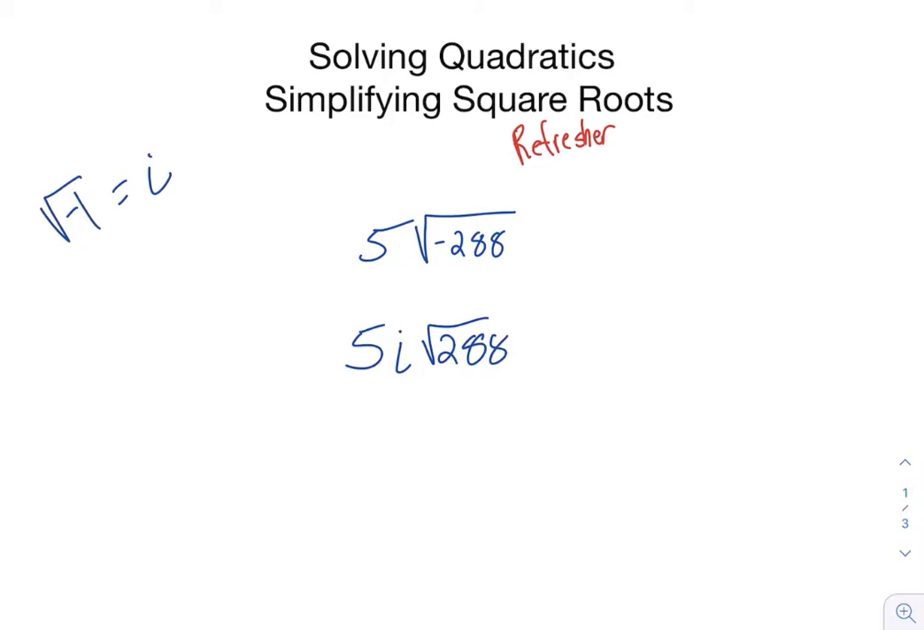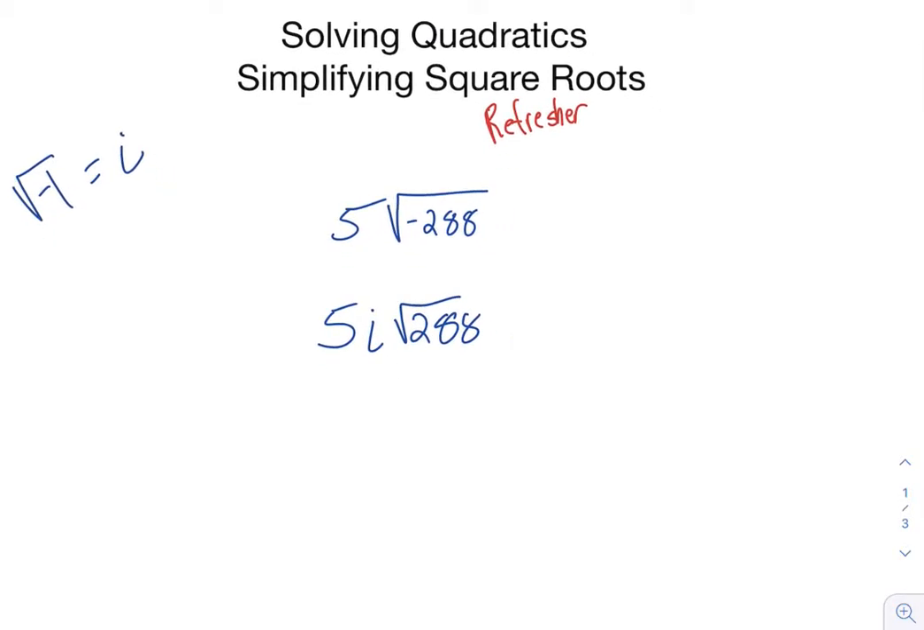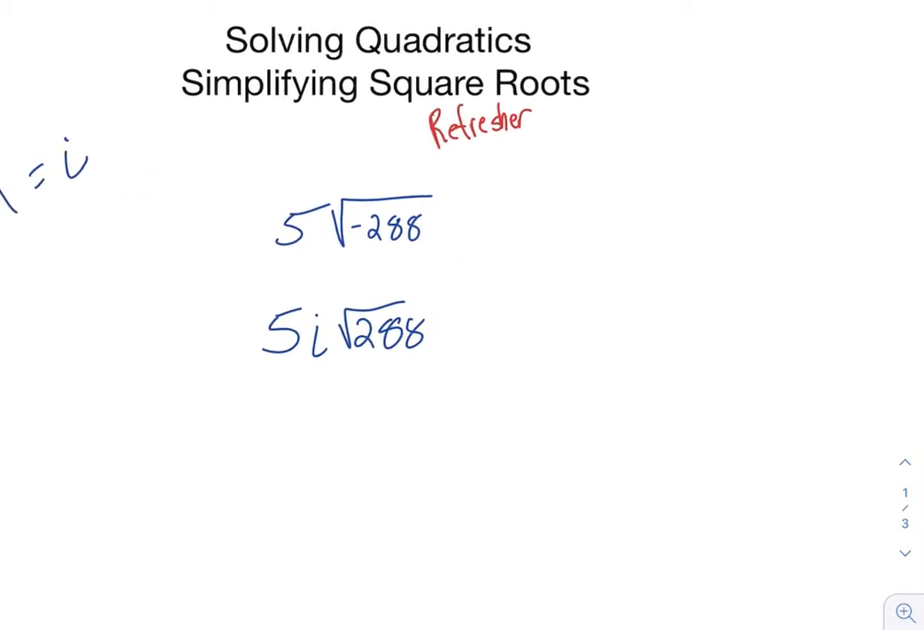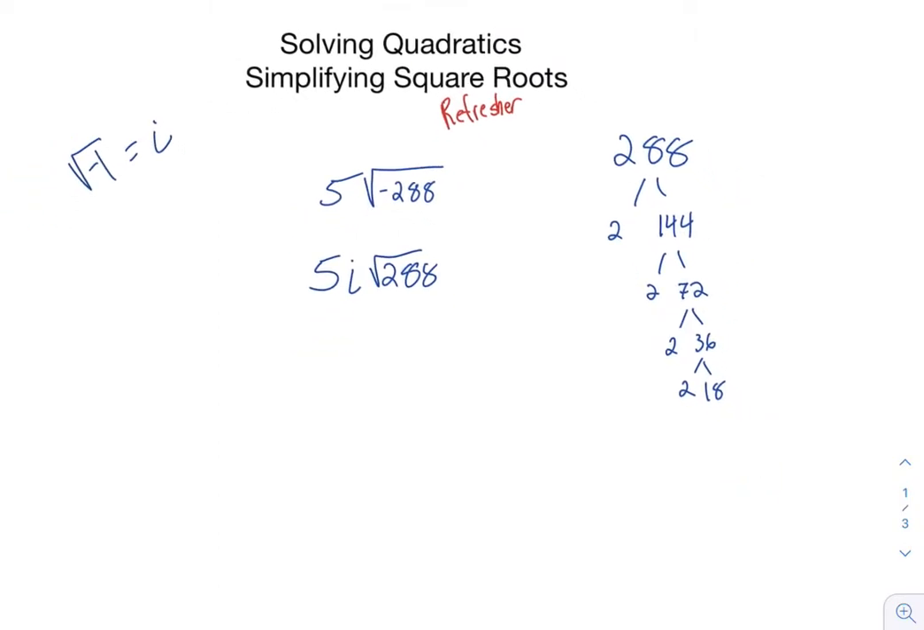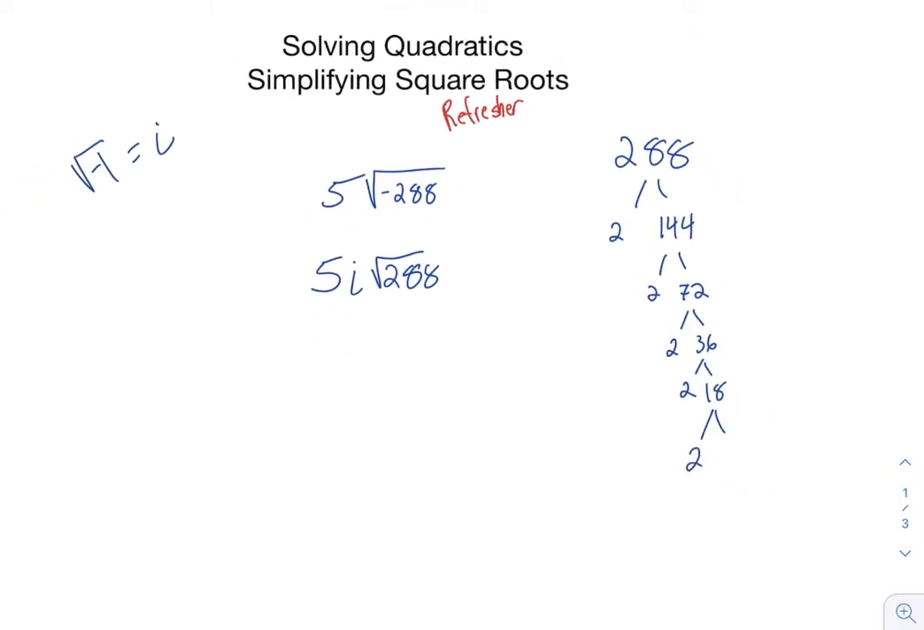And then once I do this, I focus in on the radicand, or the number inside the radical, and I'm going to make a factor tree. So 288 is 2 times 144, which is 2 times 72, which is 2 times 36, which is 2 times 18, which is 2 times 9, which is 3 times 3.